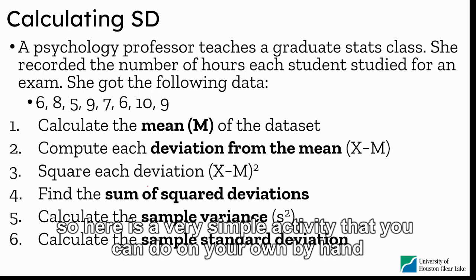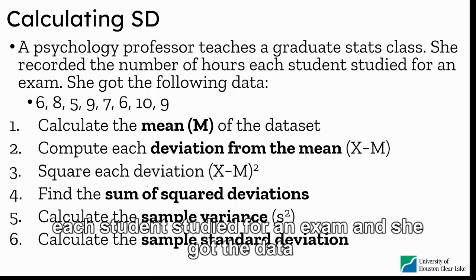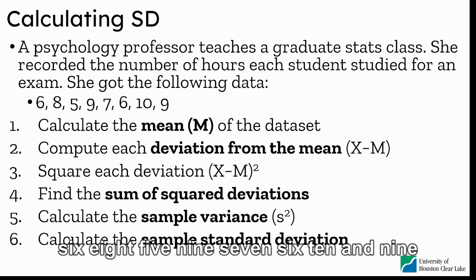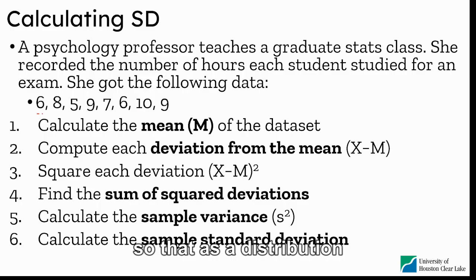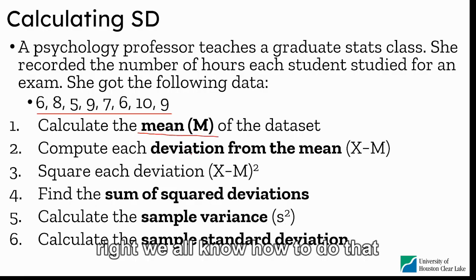So here is a very simple activity that you could do on your own by hand. You have a psychology professor teaching a graduate stats class, and she recorded the number of hours each student studied for an exam, and she got the data that is listed here. The data are 6, 8, 5, 9, 7, 6, 10, and 9. So that is a distribution of hours studied. You can easily calculate the mean, right? We all know how to do that.